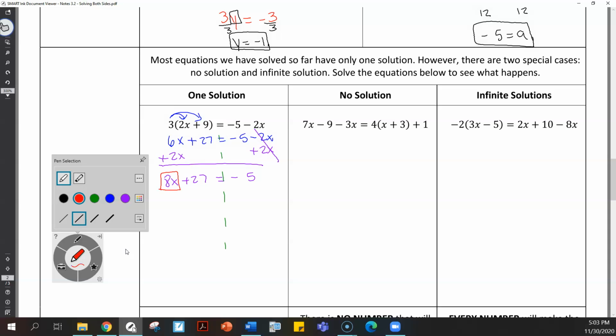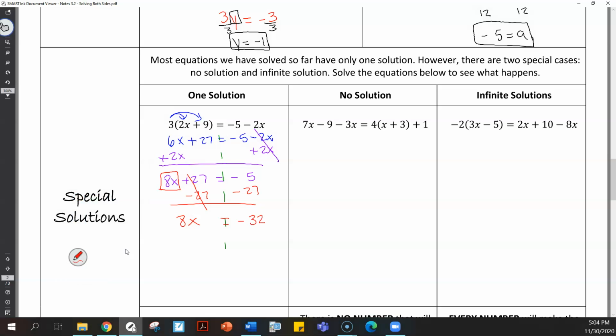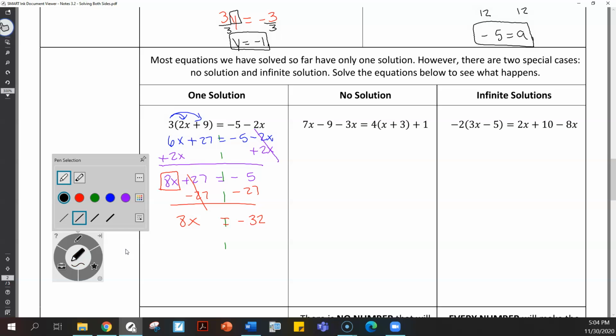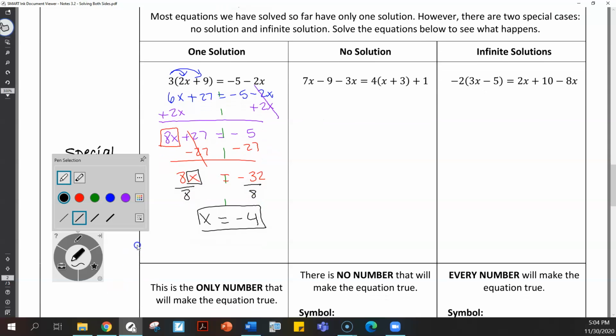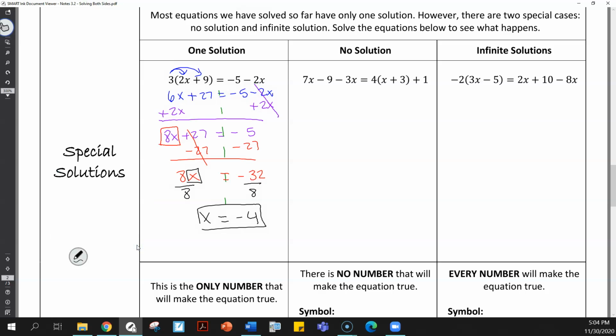I get my variable term alone. And then I get my variable alone. Okay, the ones like that give you one solution. X is a number, X is 5, or X is 12, or X is negative 4. You get one singular answer. Those are what we call one solution problems.